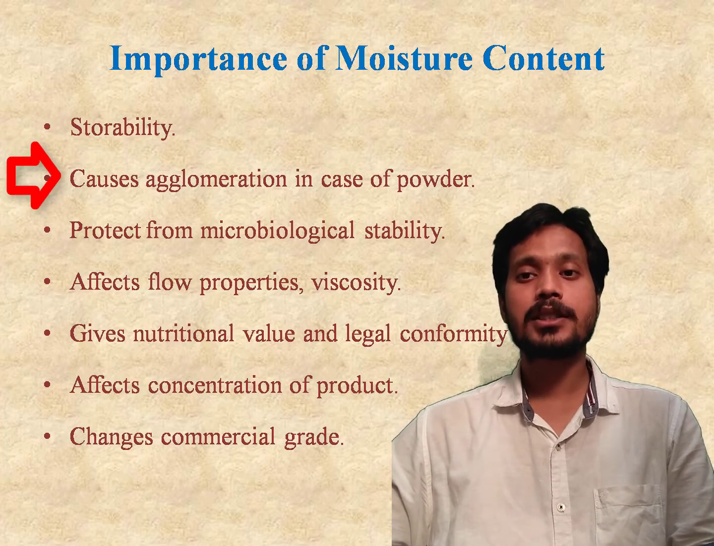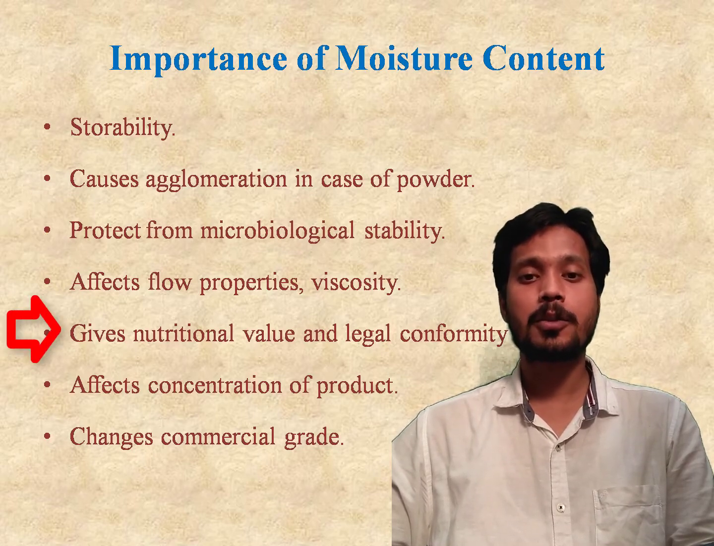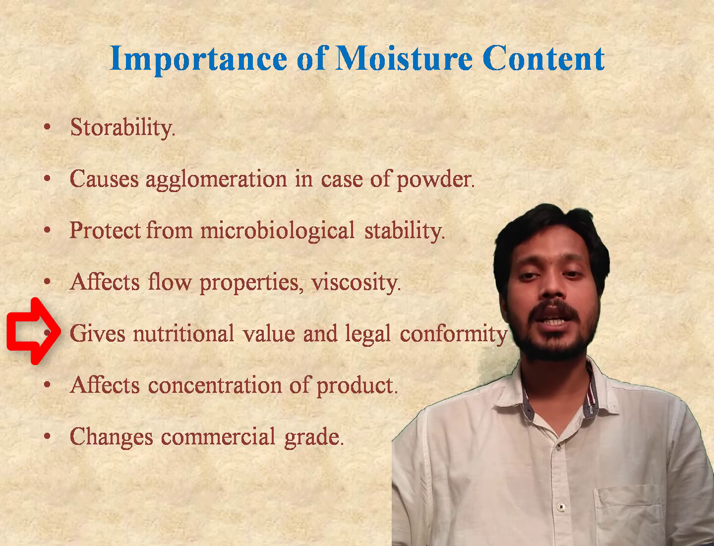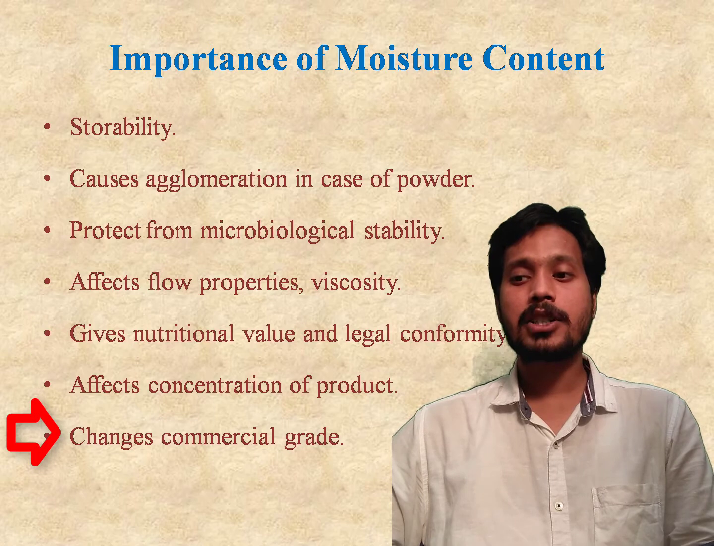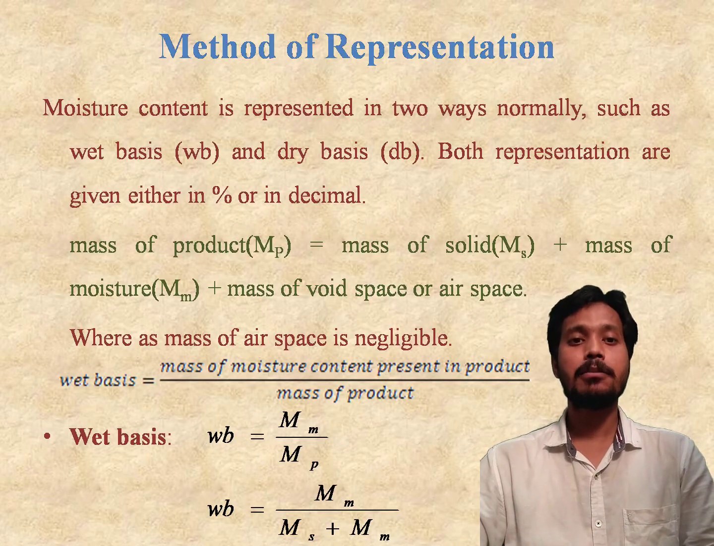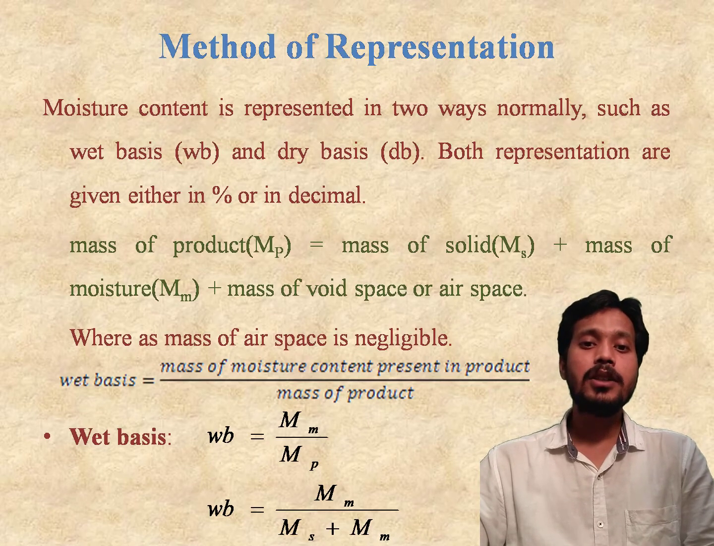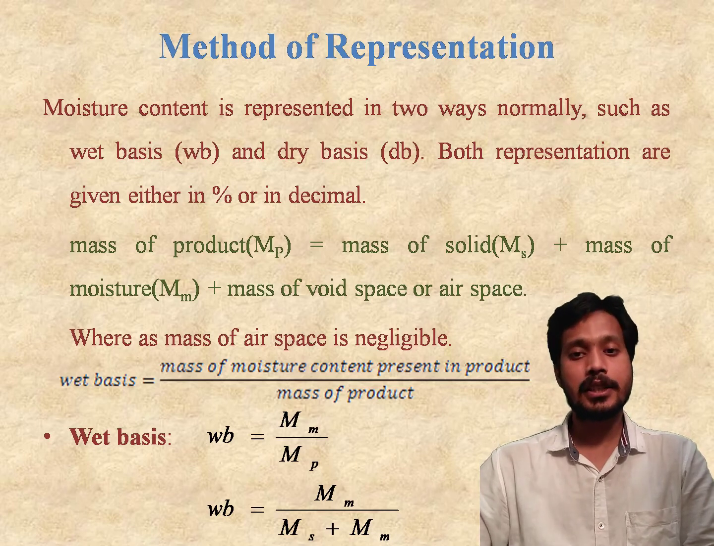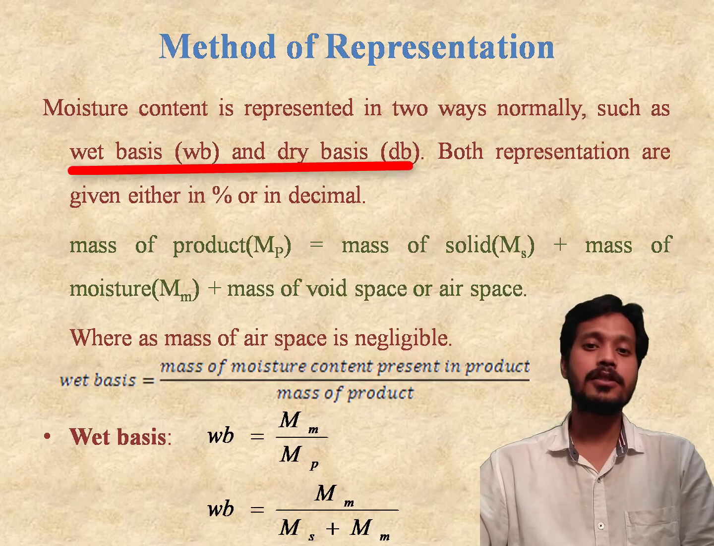Okay. Here you have some points on the importance of moisture content: storability, causes agglomeration in case of powder, protects microbiological stability, affects flow properties and viscosity, gives nutritional value and legal conformity, affects concentration of product, changes commercial grade. So till now we have discussed this moisture content. Now as an engineer, how will you represent the moisture, or is there any way of representation? Yes, there are two ways of representation of moisture: one is wet basis, another one dry basis.